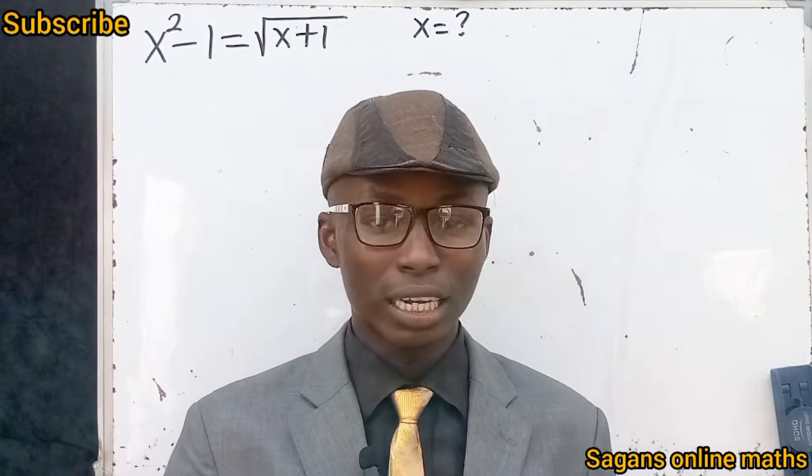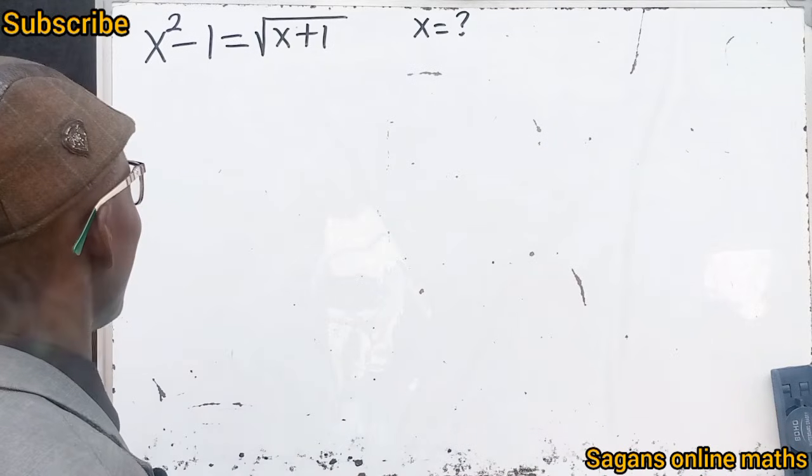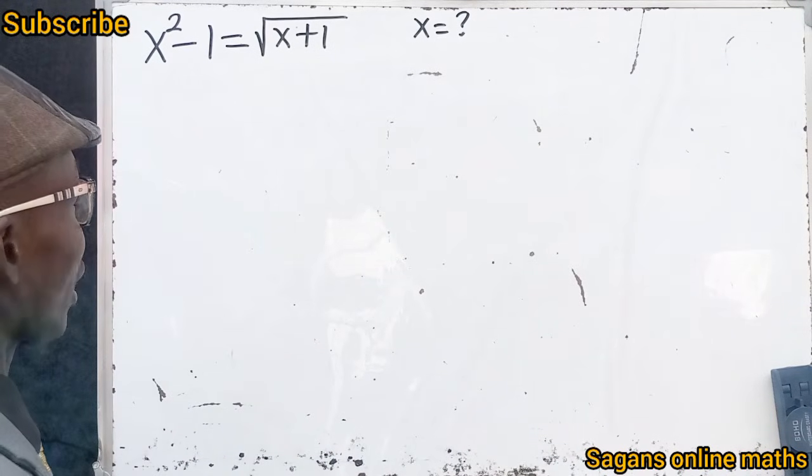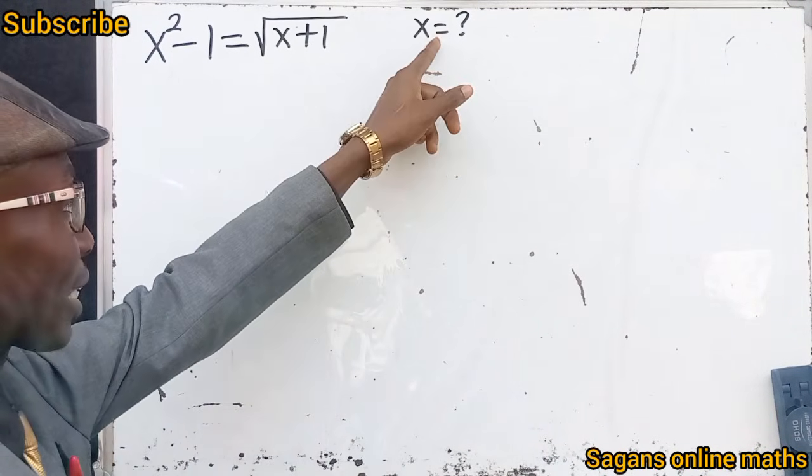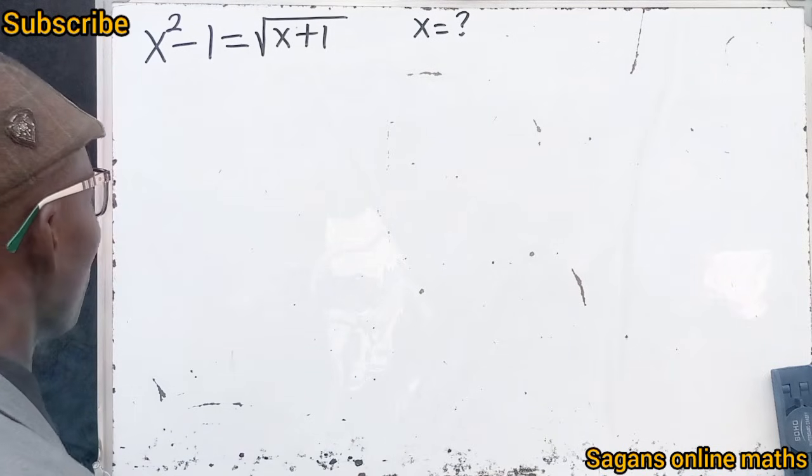Let's solve this question together. Now look at what we are given. We're given that x squared minus 1 is equal to the square root of x plus 1. We are asked to find the value of x. Now this question is as simple as ABCD.